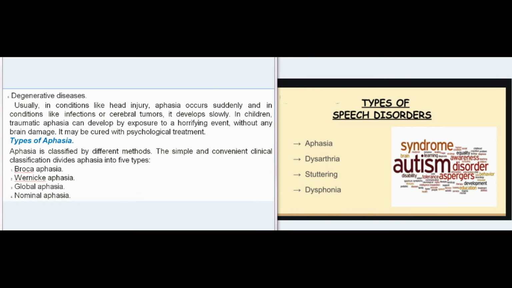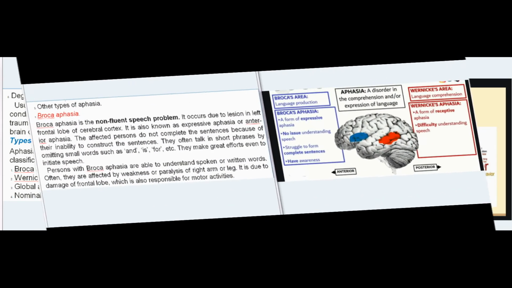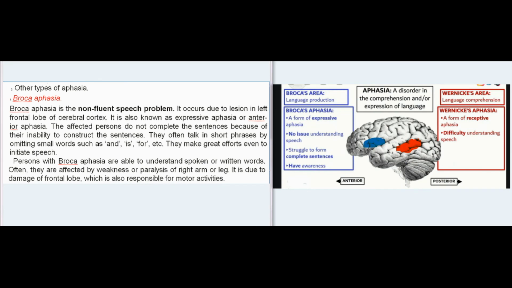Types of aphasia. Aphasia is classified by different methods. The simple and convenient clinical classification divides aphasia into 5 types: Broca aphasia, Wernicke aphasia, global aphasia, nominal aphasia, other types of aphasia. Broca aphasia. Broca aphasia is the non-fluent speech problem. It occurs due to lesion in left frontal lobe of cerebral cortex.